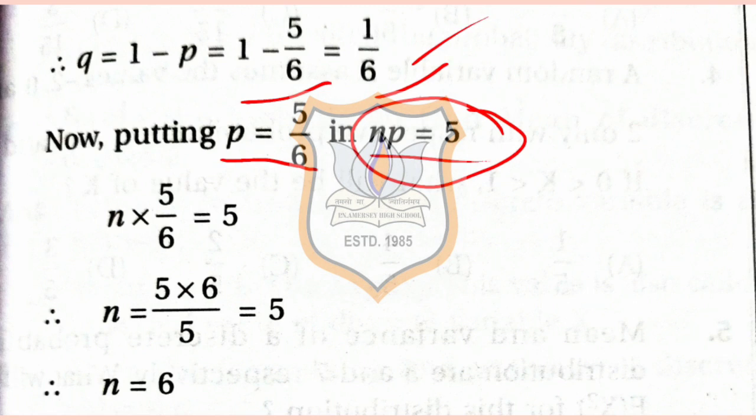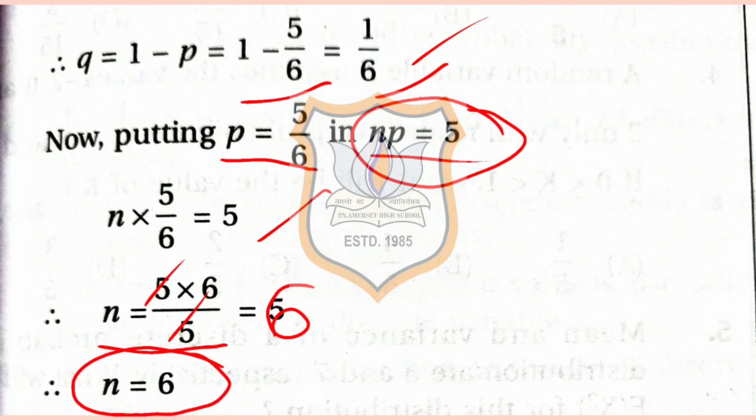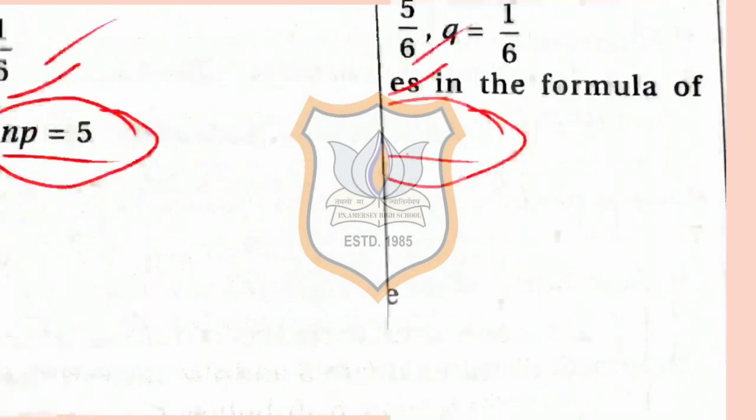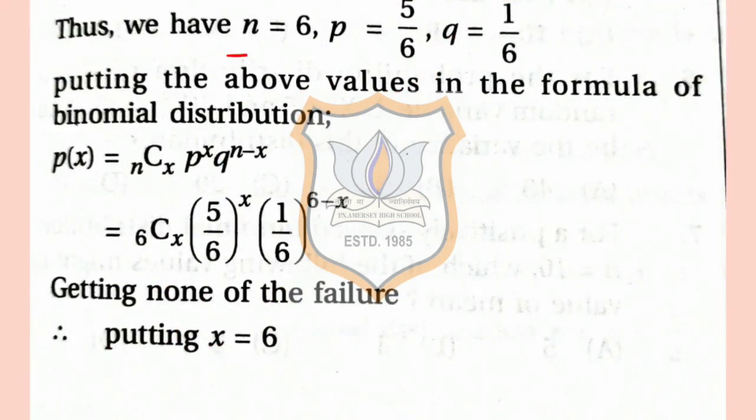Now let us substitute P is equal to 5 by 6 in this equation. So you will have N into 5 by 6, and that is equal to 5. Now cross multiply this. So you will have N is equal to 5 into 6 upon 5. So this 5 and 5 will get cancelled. So what is remaining? N is equal to 6. So the answer for N will be 6.